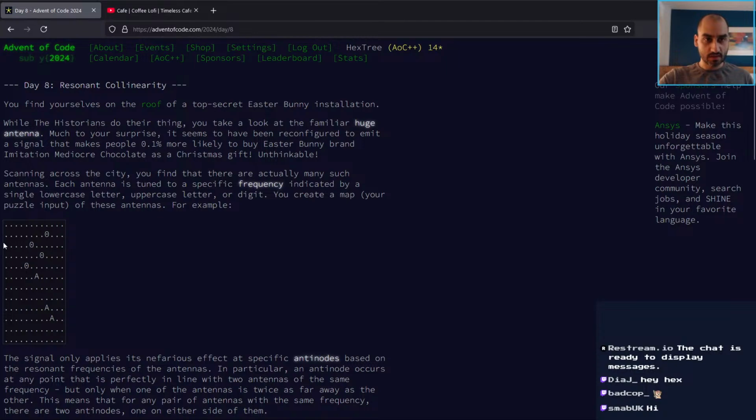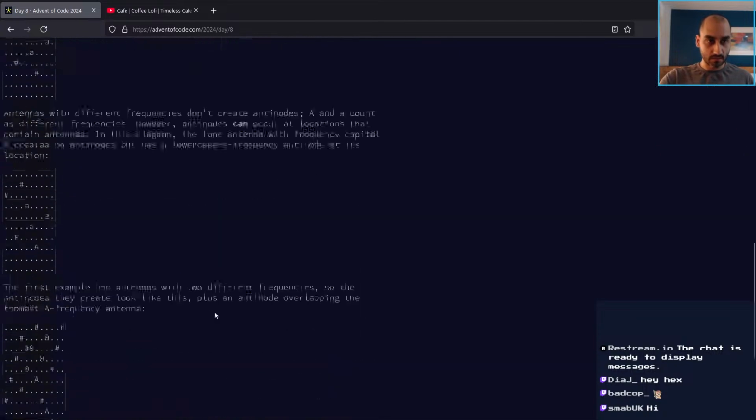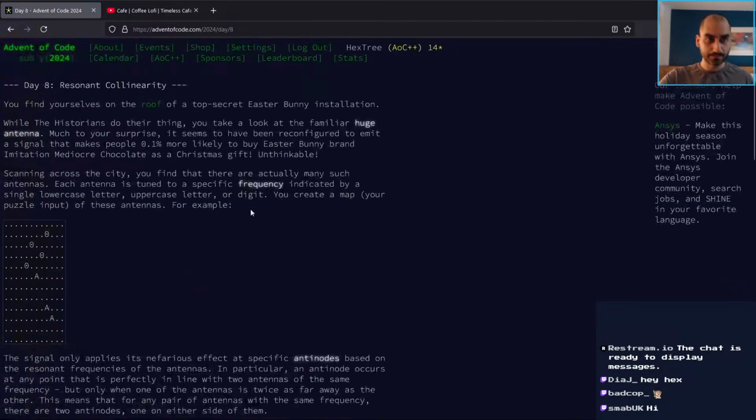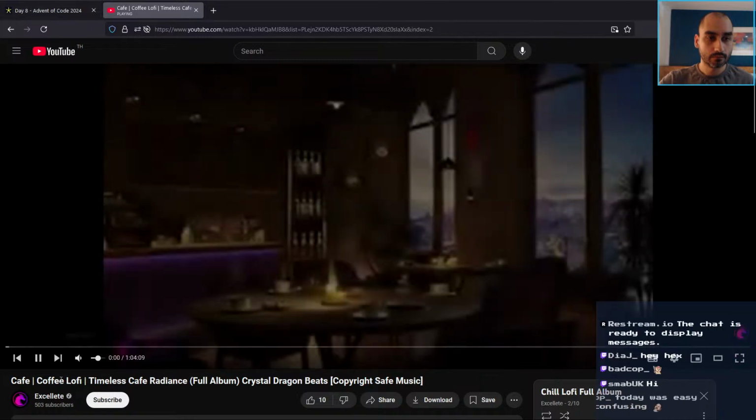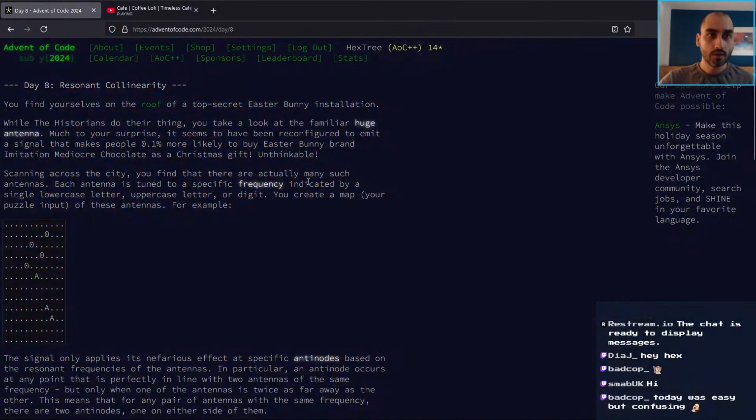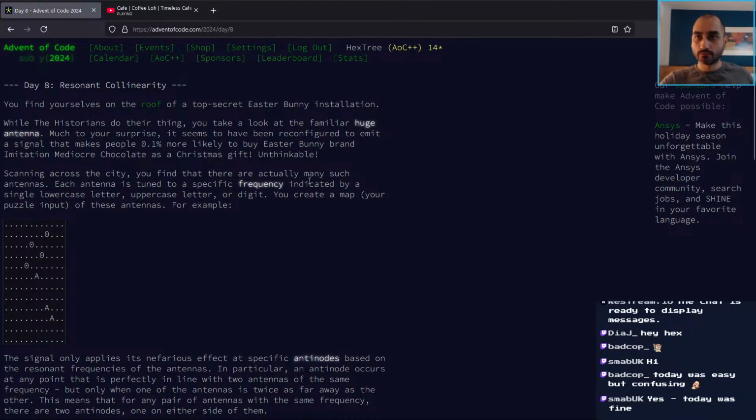Alright, it's on a grid. That's usually a good sign, I usually find. Resonant Collinearity. Today was easy but confusing.